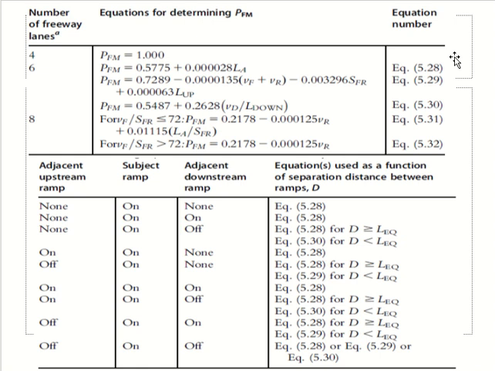Now this one says you can use equation 5.28, or 5.30. I can use the first one or the last one. So this one is out, the middle one is out. This one or this one, depending upon what? Depending upon D and LEQ. What is D? D is my distance between the 2 ramps.